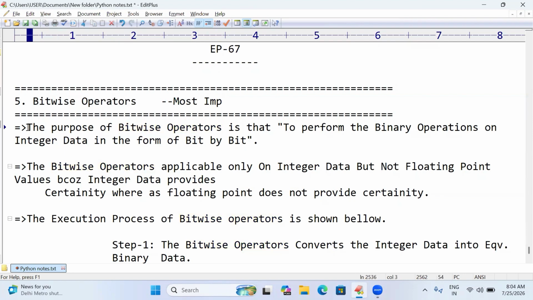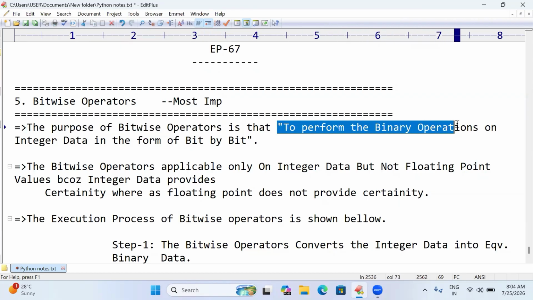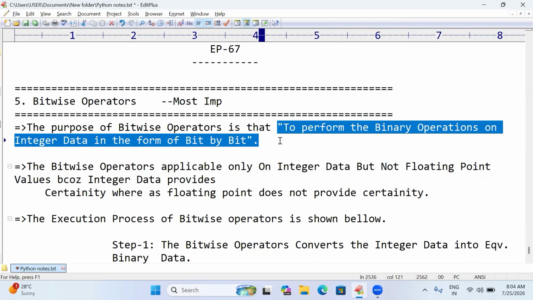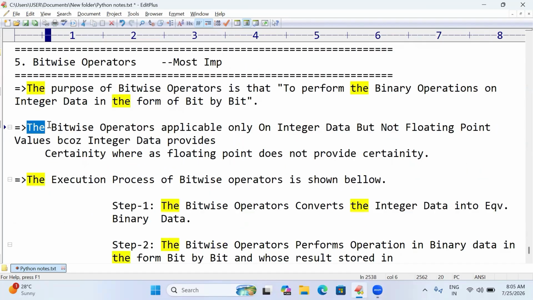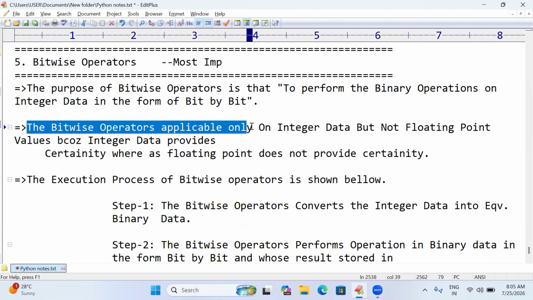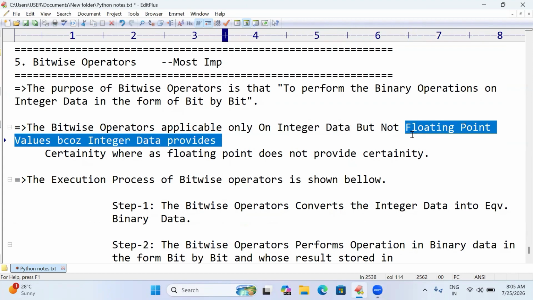So let's see the purpose. The purpose of bitwise operators is to perform binary operations on integer data in the form of bit by bit. In order to perform binary operations on integer data, only on integer data, in the form of bit by bit, we are going to use the bitwise operator. The bitwise operator is applicable only on integer data, but not floating point data.